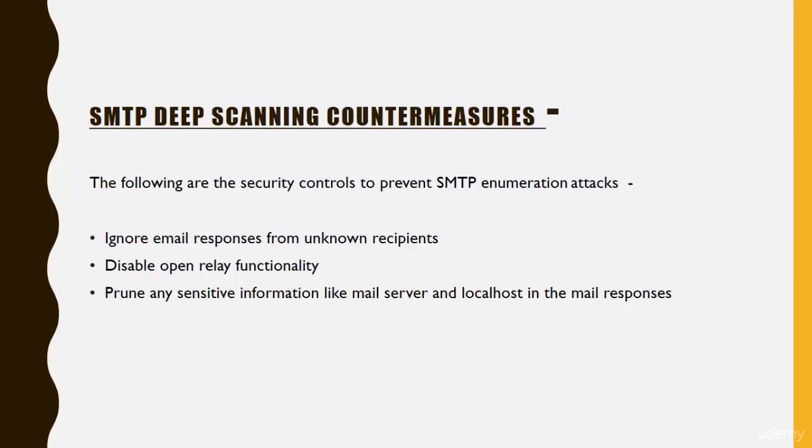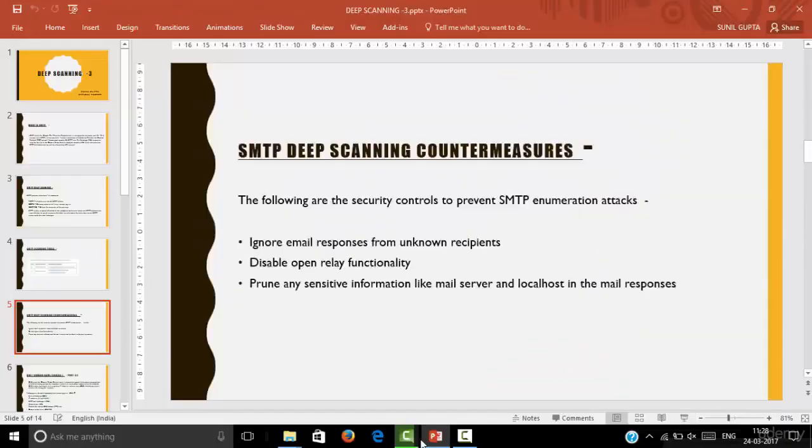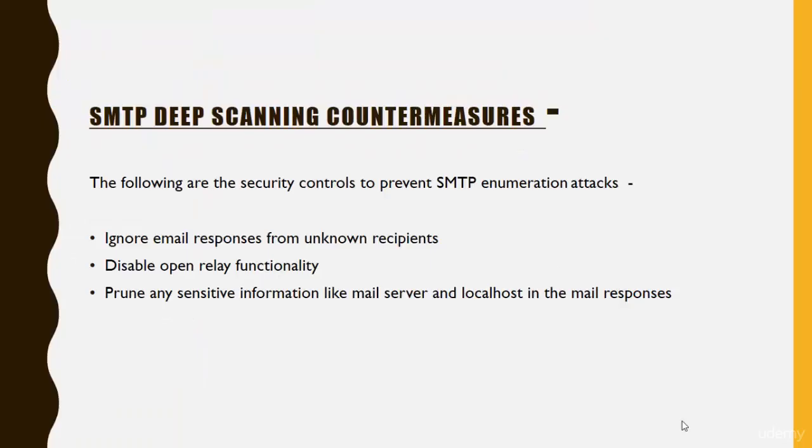Next, SMTP deep scanning countermeasures. The following are the security controls to prevent SMTP enumeration attacks. Ignore email responses from unknown recipients. Disable open relay functionality. Prune any sensitive information like mail server and localhost in the mail responses.